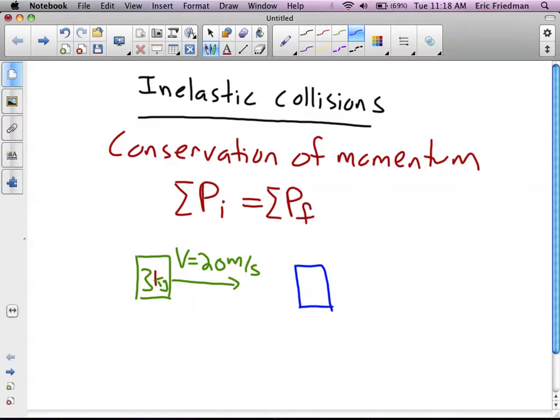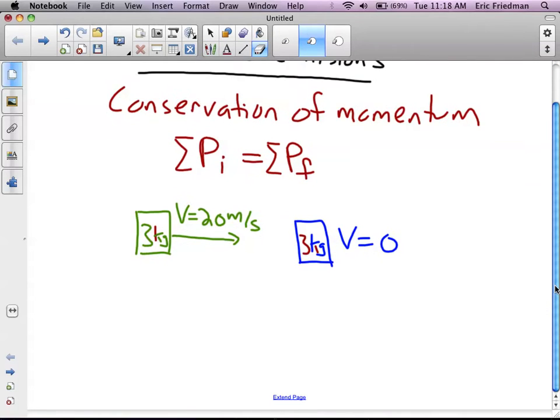And just to keep things easy, we'll keep the mass of that box also 3 kilograms. And we're going to start out with the velocity of this box being 0. Just to keep it kind of nice and easy, right? So that's the situation to start out with. 3 kilogram box at 20 meters per second sliding into another 3 kilogram box at 0. And of course we want to find out how fast are they going afterwards.